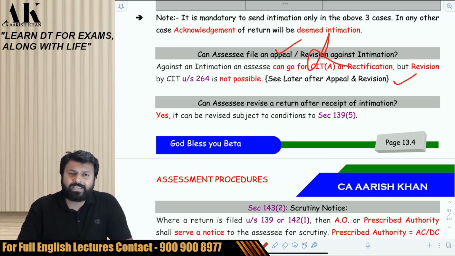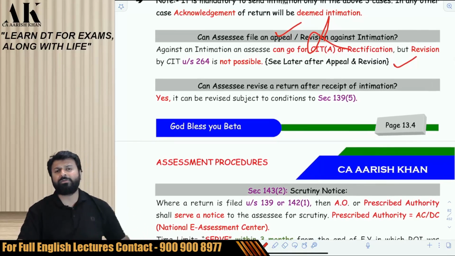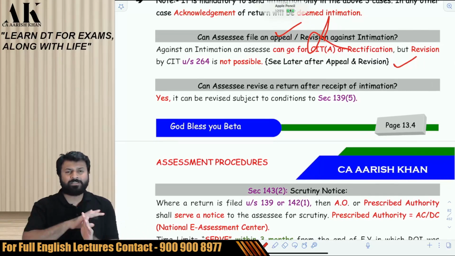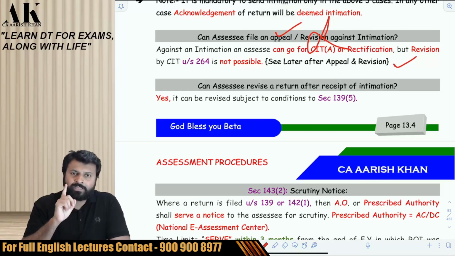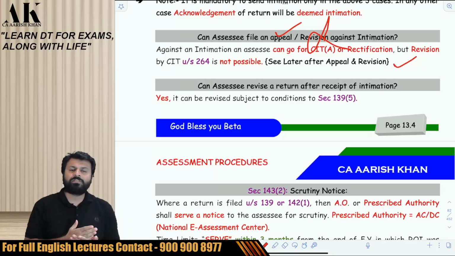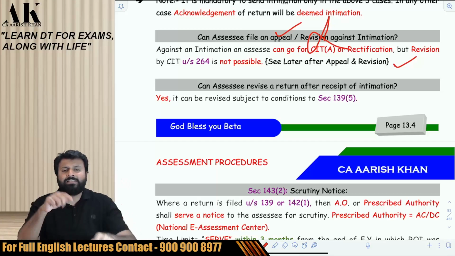Now, can an assessee revise the return after getting the intimation? You have filed the return, it has been processed, you have got the intimation. Can I revise after that? Yes, you can, because a revised return can be filed before the end of December or before completion of assessment. This is not assessment. This is just a processing of return. So once a return is processed, if I wish to revise it again, the answer is yes, you can revise it.